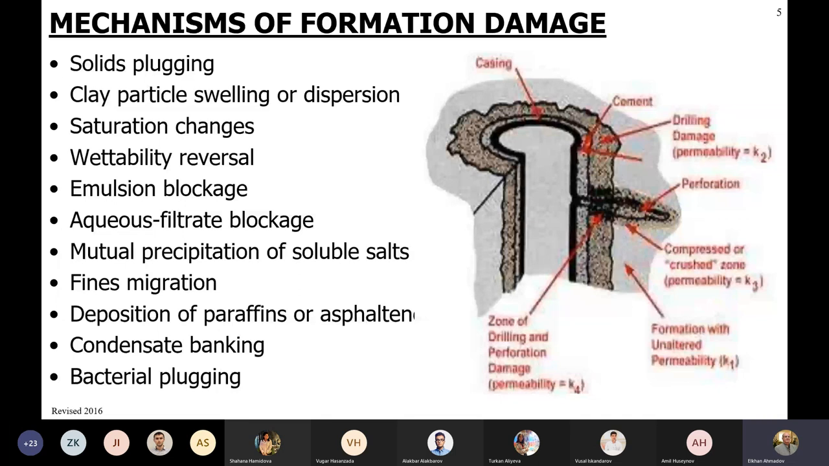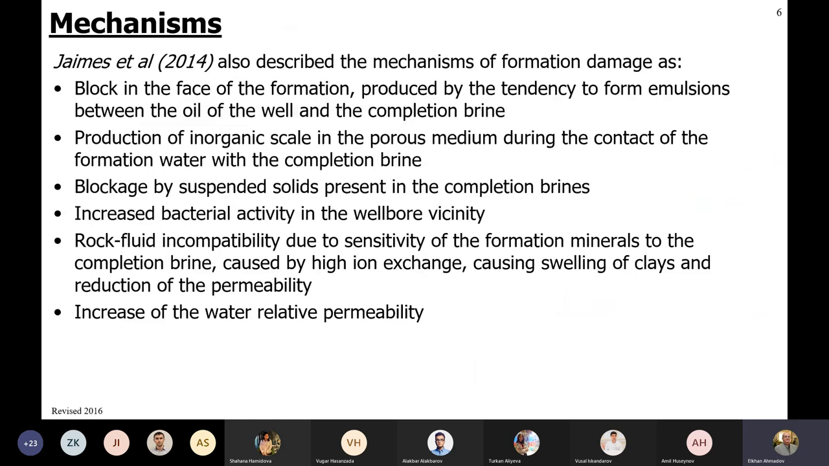The same with the condensate banking, when the reservoir pressure is depleted and condensate starts depositing in the near wellbore area, so blocking the pores or permeability for the gas. Again, reduced relative permeability. And bacterial plugging is also when the bacteria start building colonies in the reservoir in the near wellbore part, and they block the pore space, pore volumes, reducing the absolute permeability.